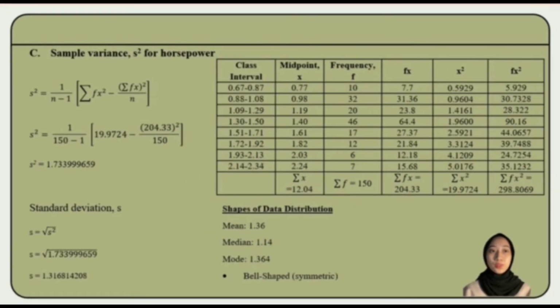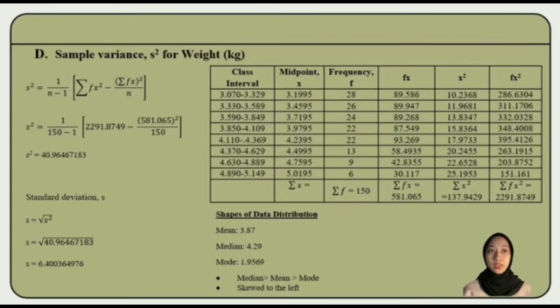The sample variance for horsepower is 1.7339999659, and the standard deviation is 1.316814208. The shape of the data distribution for horsepower is bell-shaped. The sample variance for weight is 40.96467183, and the standard deviation is 6.400364976. The shape of the data distribution for weight is skewed to the left.